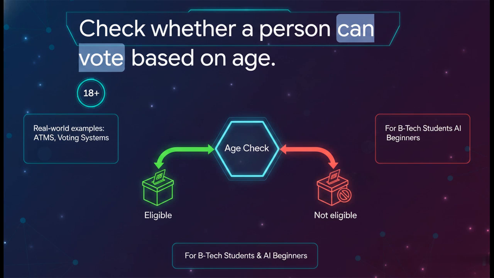Then we have the voting eligibility project. This one is such a classic, elegant use of the simple if-else statement. All the program needs to do here is check one single number, your age. If age is greater than or equal to 18, print eligible to vote. Else, print not eligible. It is just an incredibly straightforward way to grant or deny access based on one strictly defined condition.